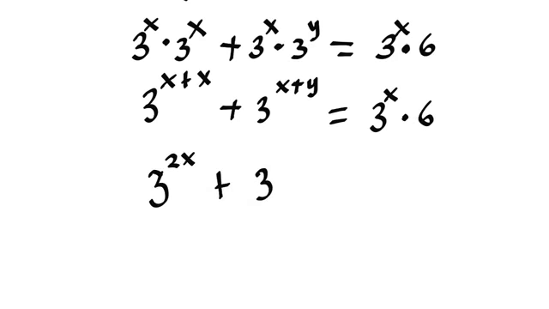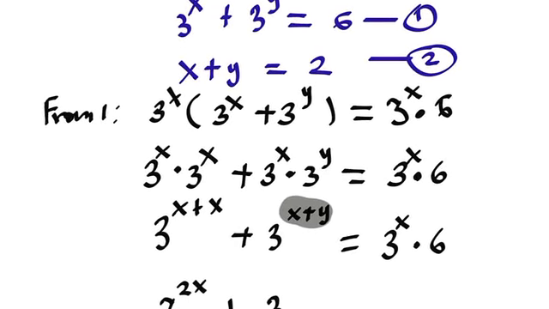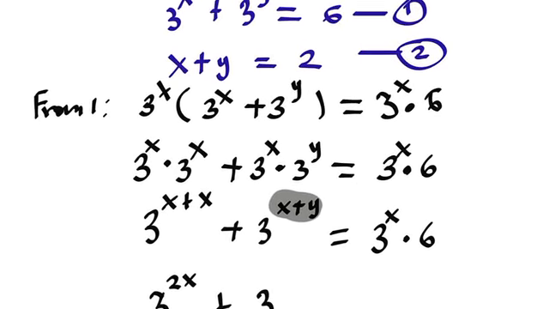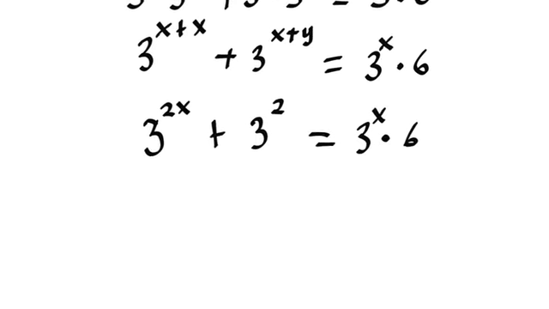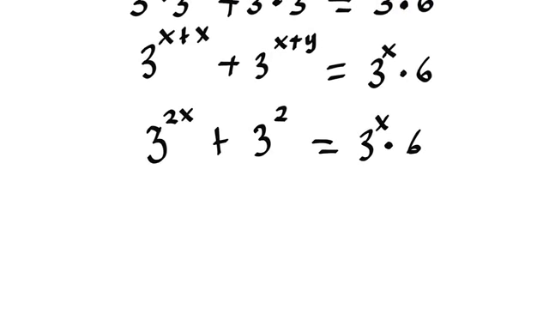So now here, this x plus y, if you look at what we have up there, you can see that x plus y, we also have what? We also have x plus y here. So we can do substitution, and put what? And put x plus y equals 2. So therefore, we're going to have this to be 3 squared, which equals 3 to the power of x multiplied by 6.